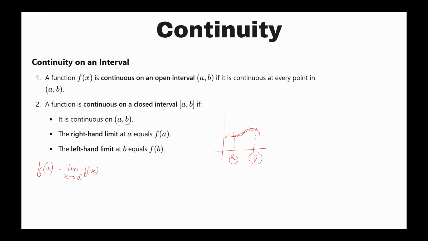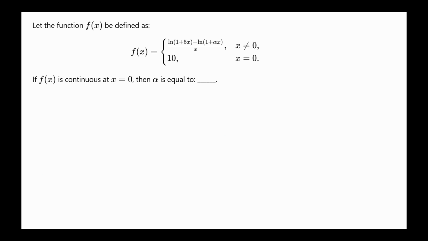Now for b, if I have to find out whether it is continuous there or not, f of b should be equal to limit x tending to b minus f of x. So these two conditions must be satisfied for the edges, and for in between, if I draw the graph of the function and find any discontinuity there, then I can check at that point whether it is continuous or not. So this is how continuity on an interval is solved. Let's look at a question to clear our concepts more.